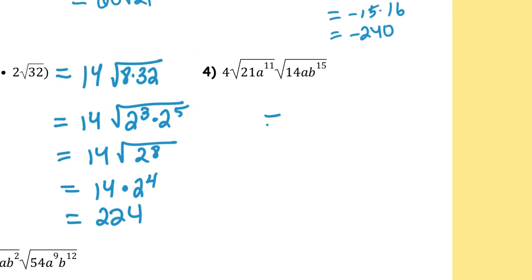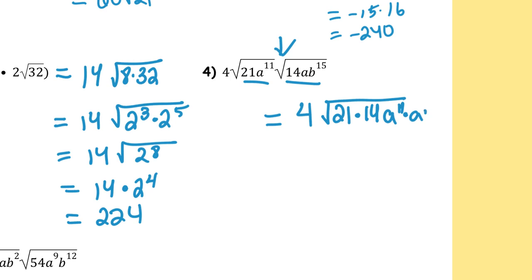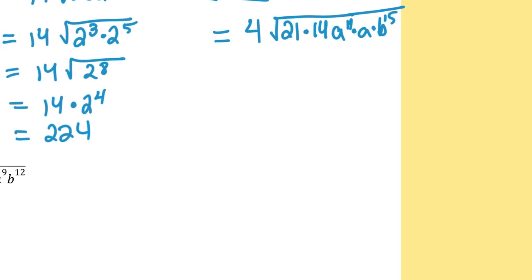Next one. What's in front of this radical right here? So that's like having a 1. So 4 times 1 is just 4. Then if we put these two together, we got 21 times 14. We got a to the 11th times a times b to the 15th. And then we're going to start working our way through those pieces.